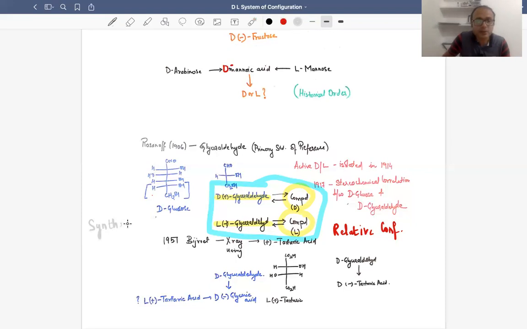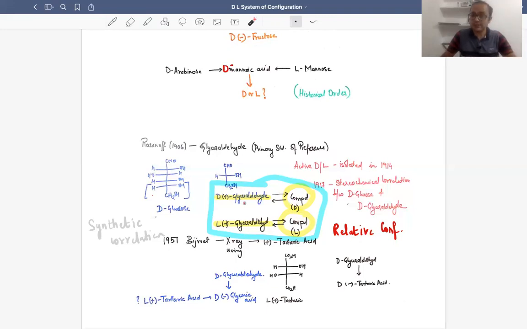So here what you see is a synthetic correlation. So here this correlation, or the relative method of assigning D and L, was purely on the basis of synthesis. Okay, so it's a relative configuration, you understood.